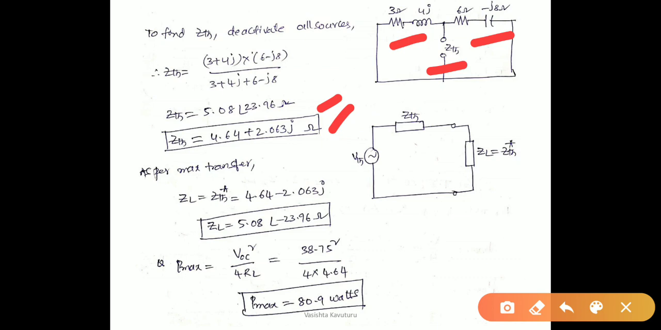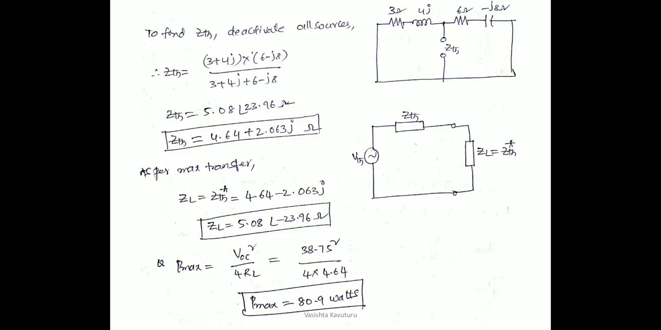As per maximum power transfer theorem, to transfer the maximum power from source to load, the load impedance value is equal to complex conjugate of the source impedance. Therefore, ZL value is equal to ZTH conjugate. Its value is 4.64 minus 2.063 J, and its polar form is shown here, 5.08 at angle minus 23.96 ohms, and the amount of maximum power is given as VTH square or VOC square by 4 into RL. So its value is calculated as 80.9 watts.